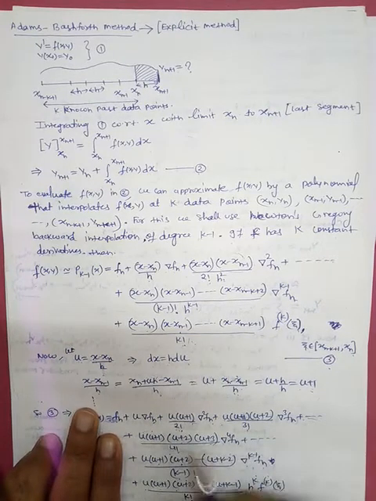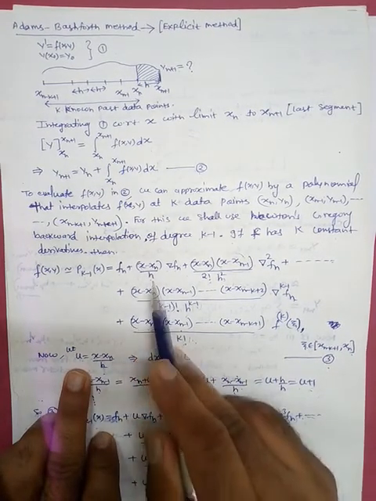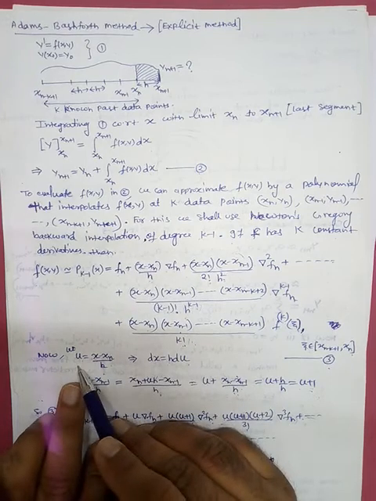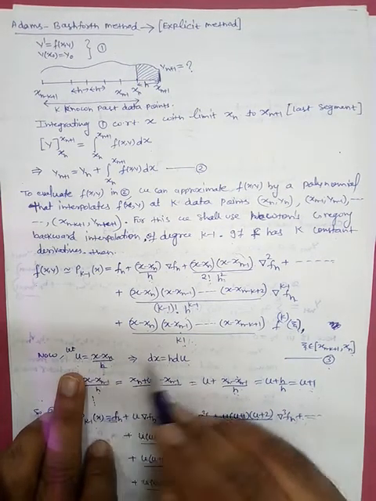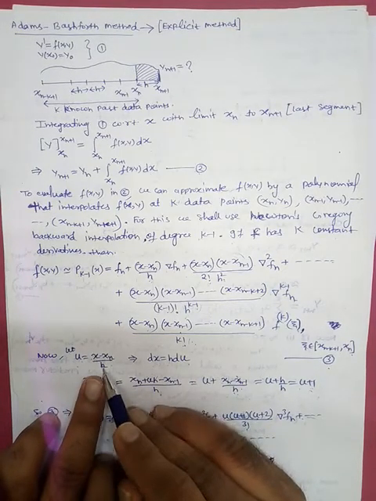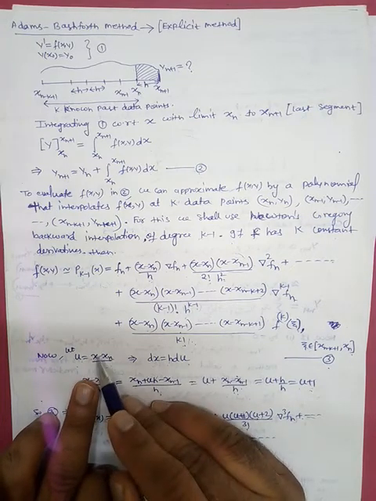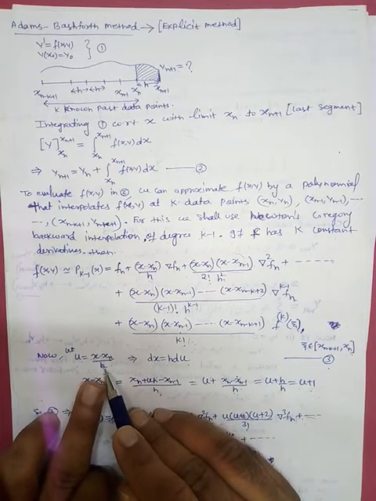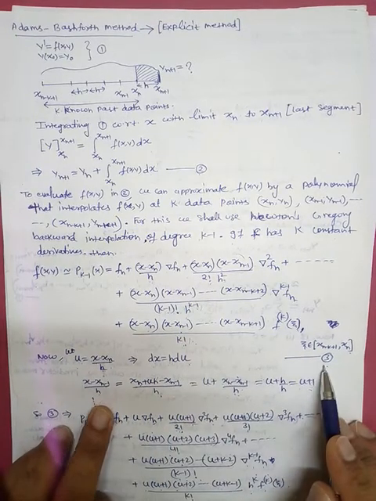Okay, now let us assume (x - x_n)/h as a new variable u. So when you differentiate this, the left hand side gives you du and the right hand side gives you dx upon h, because x_n is a constant, h is a constant, and the only variable is x. So du is equal to dx by h. That means dx is equal to h du. This is equation number 3.